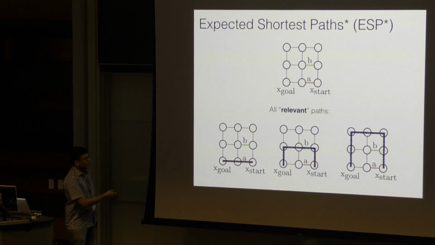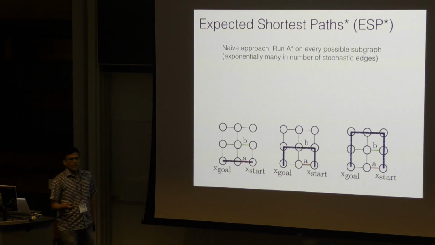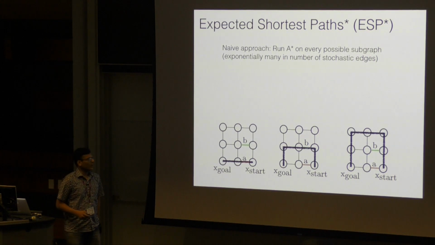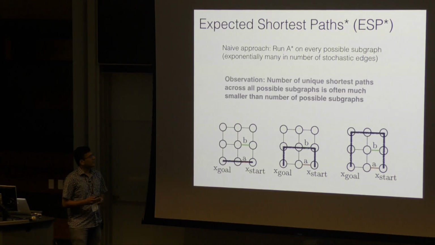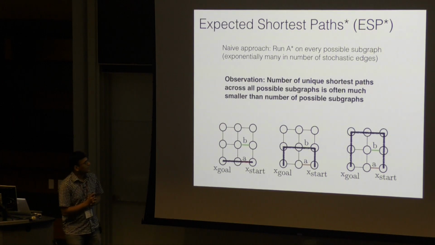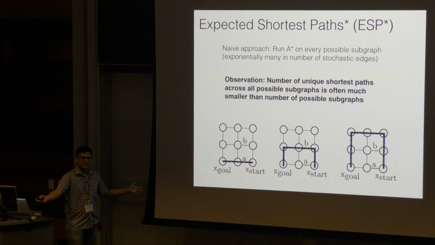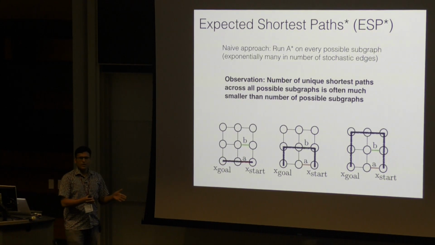And so one way we could compute all of these paths is by enumerating all of the possible instances and running an A star. But that's not going to be a very computationally efficient algorithm. And to develop an efficient algorithm, the key observation is this particular statement here. The number of unique shortest paths that we would get across all of these instances is typically much smaller in number than the number of possible instances.